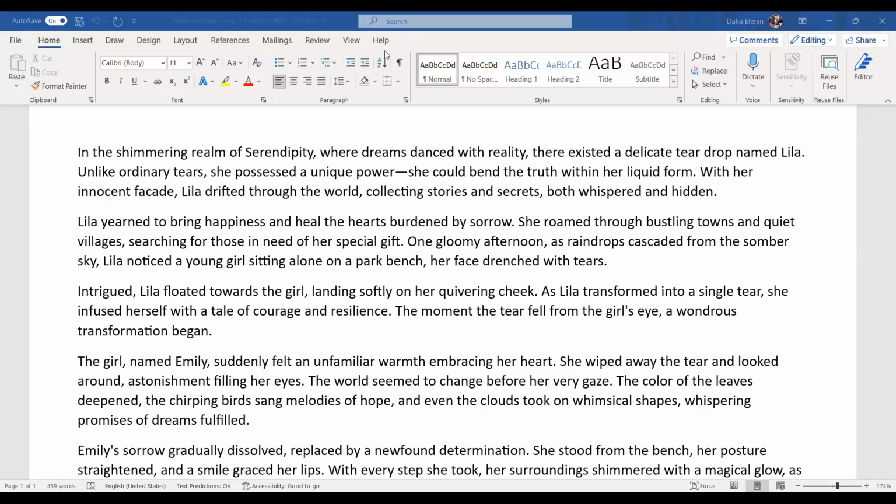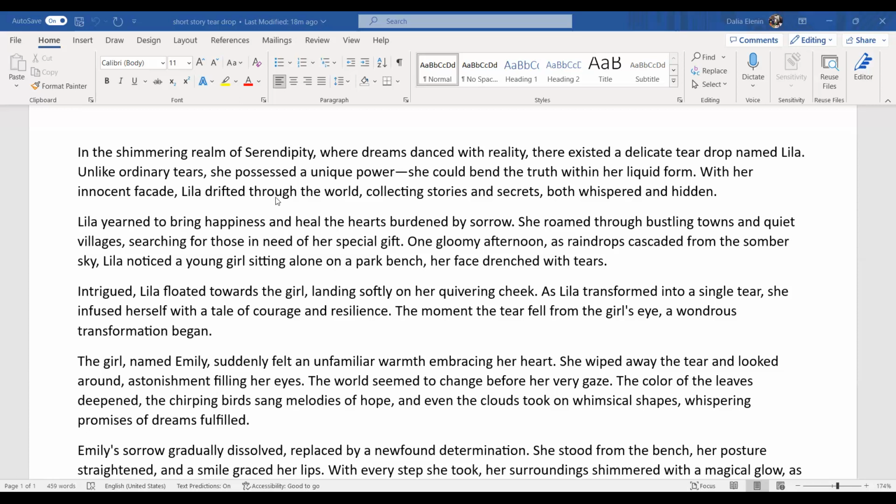In the shimmering realm of serendipity, where dreams dance with reality, there existed a delicate teardrop named Leela. Unlike ordinary tears, she possessed a unique power. She could bend the truth within her liquid form. With her innocent facade, Leela drifted through the world collecting stories and secrets, both whispered and hidden.